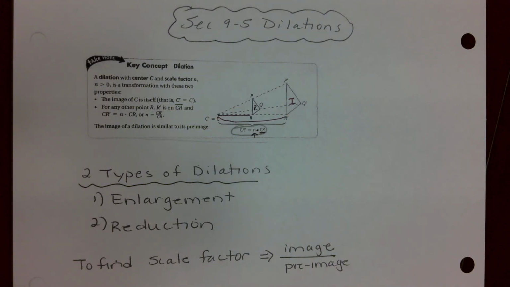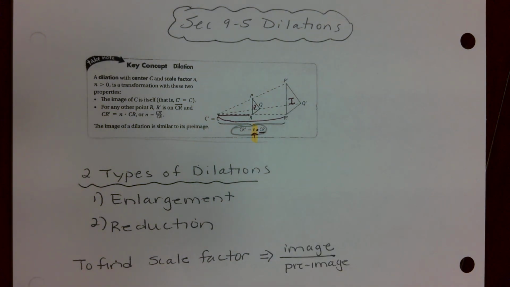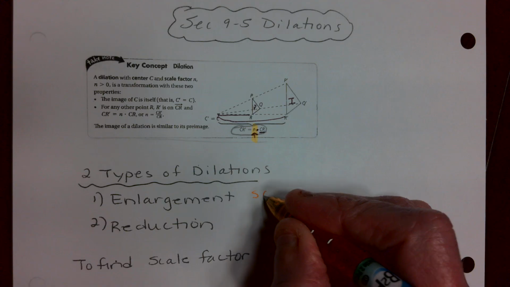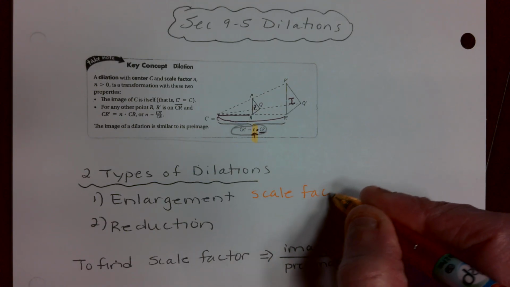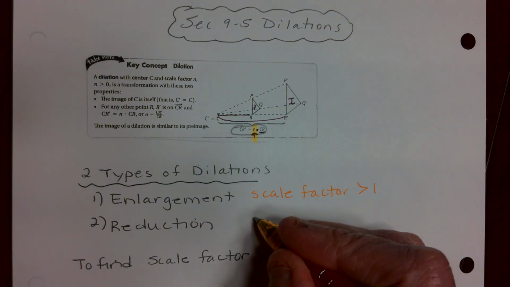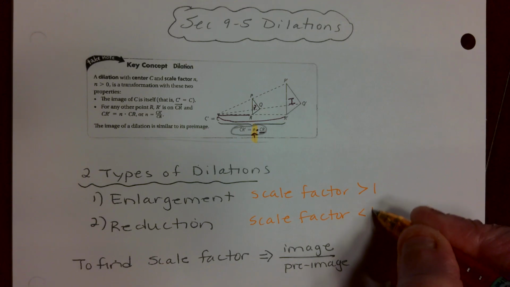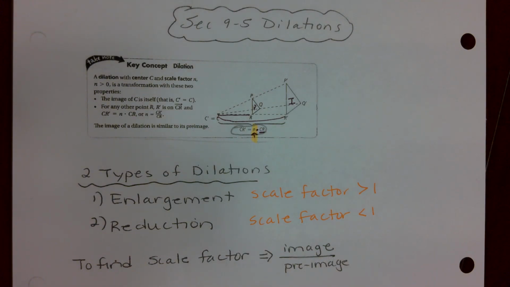So you need to remember the two different dilations. One is the enlargement, one is the reduction. And it happens when this N right here, I'm going to highlight that, is called your scale factor. So when your scale factor is greater than 1, obviously you're going to get an enlargement. That makes sense. And if you have a scale factor less than 1, you're going to get a reduction.